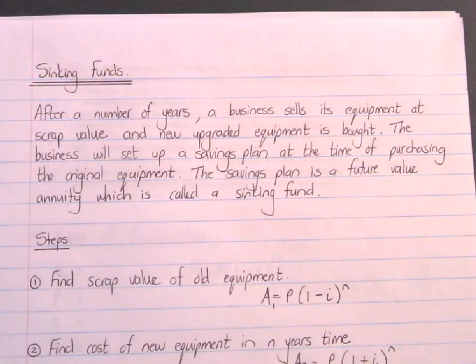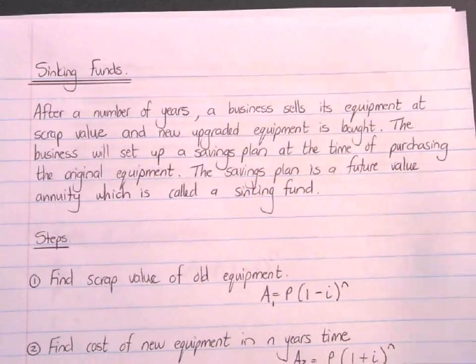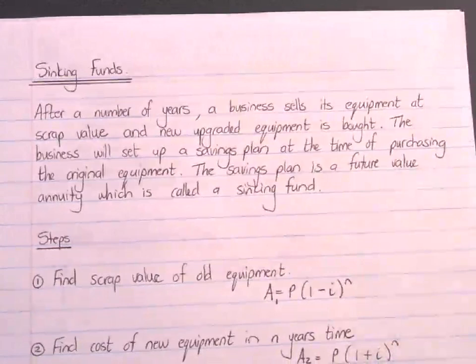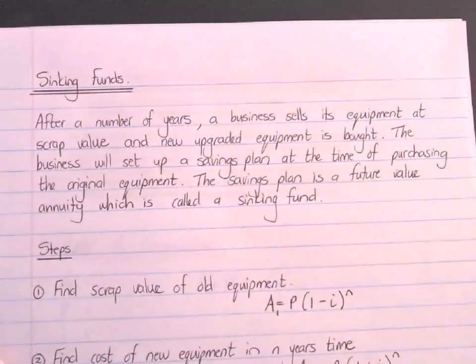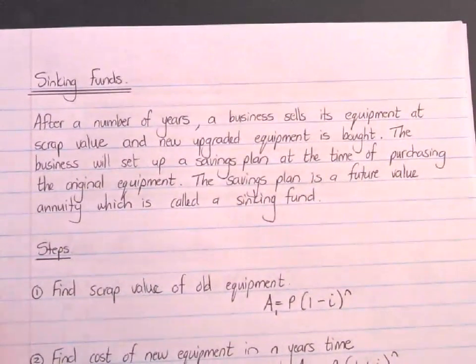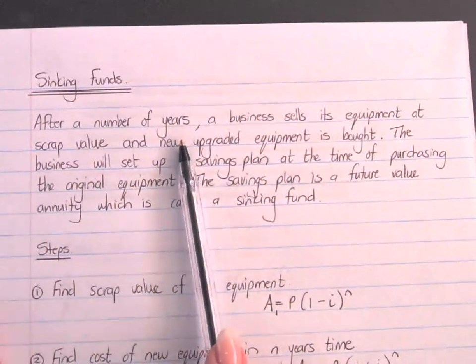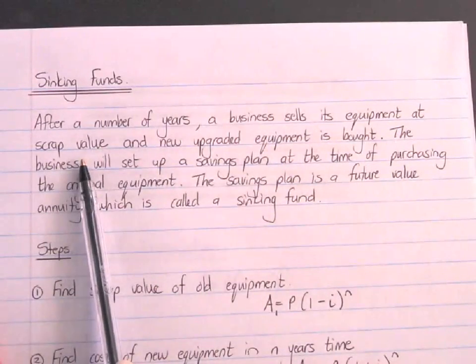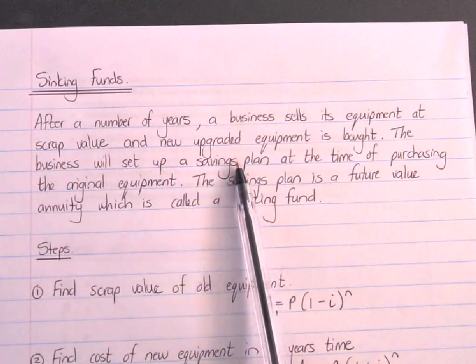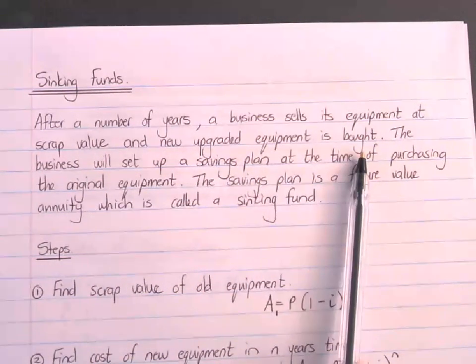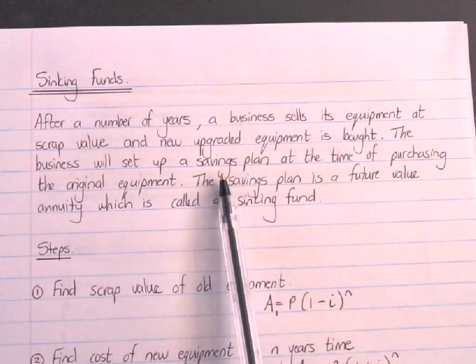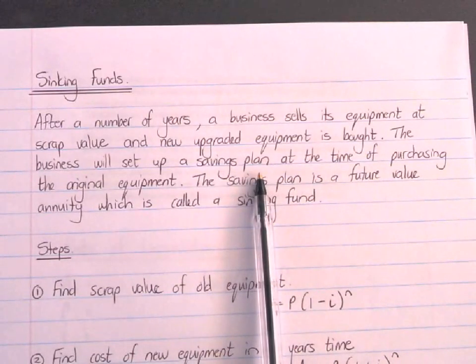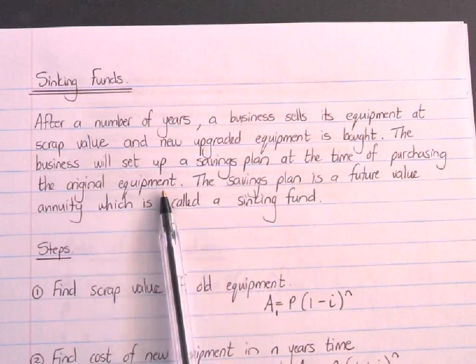In this lesson, we're looking at sinking funds. Before we start with all the formulas, let's look at what a sinking fund is. After a number of years, a business sells its equipment at scrap value, that means depreciated value, and new upgraded equipment is bought.